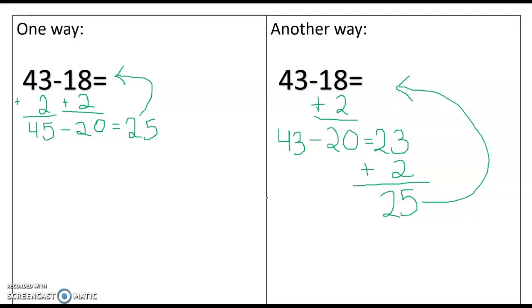Remember, when you're using compensation, you want to think about being fair to both numbers. And that's going to help you understand what you need to do. So as you're thinking about how to round the numbers and make them easier to work with, you want to make sure that you're being fair to both sides of the equation.